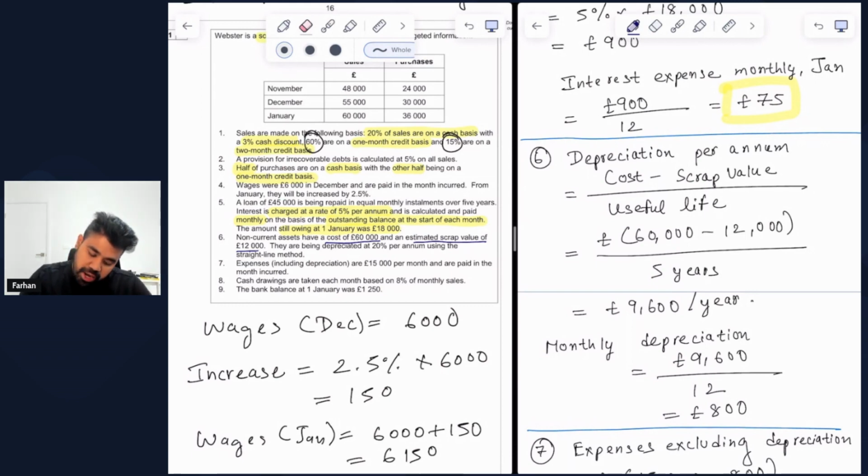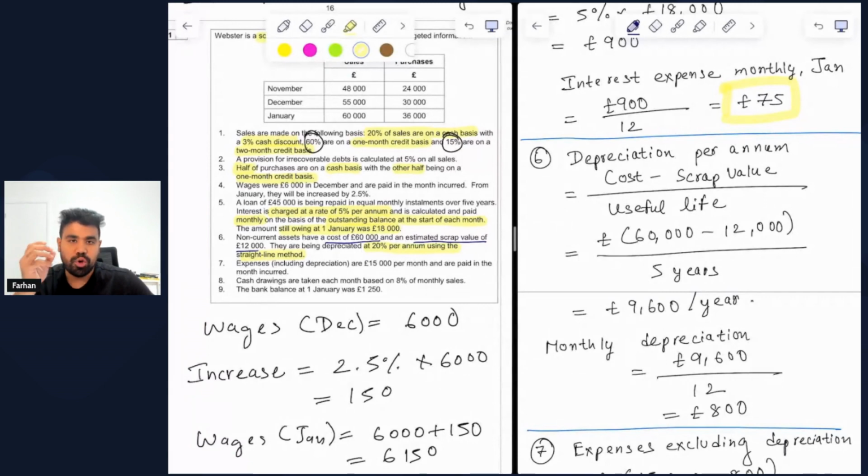And the depreciation rate is 20% per annum using the straight line method. Now, I also need you to understand something here. If the depreciation rate is 20% per annum, does that not mean that the useful life is 5 years? Think about it. 20, when multiplied with 5, becomes 100%. So that means every year you are depreciating the non-current assets by 20%. Which means year 1, 20, year 2, it becomes 40, year 3, it becomes 60, year 4, it becomes 80, and year 5, it becomes 100.